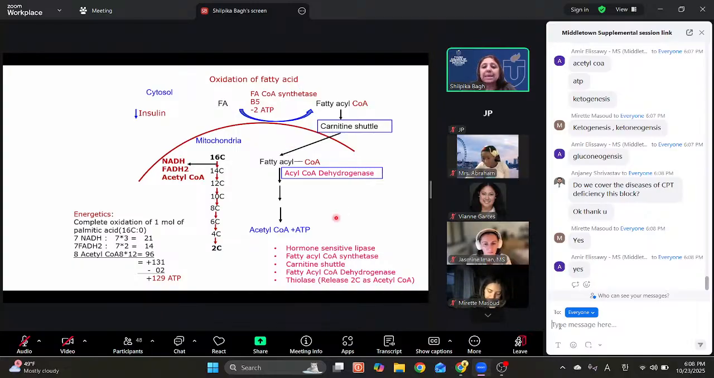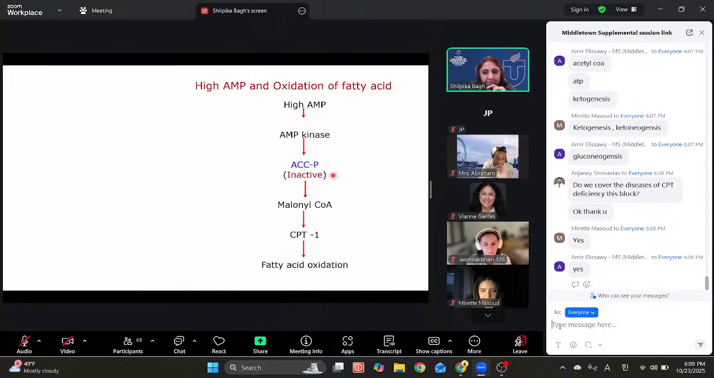Does that make sense? Steps: first, to activate fatty acid, you need a shuttle to push fatty acid in. You add the CoA and you have one major enzyme known as dehydrogenase. Now, what are the major products? Acetyl-CoA and ATP. The product of fatty acid oxidation is acetyl-CoA and ATP.